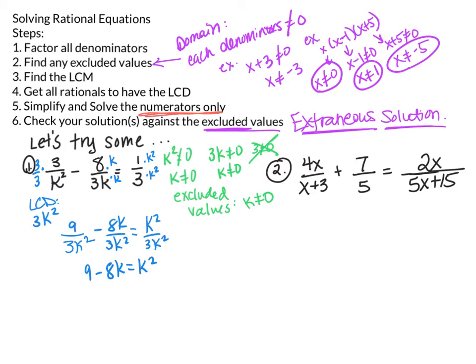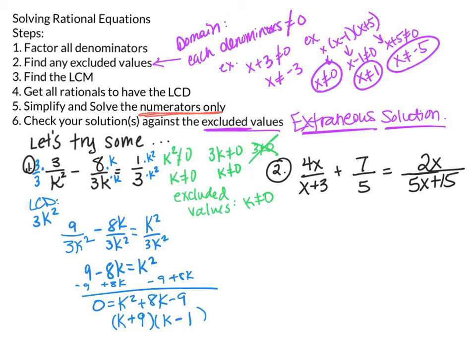Since I have a square, that means I need to set it equal to 0. So I'm going to move this 9 and this 8k to the other side. In doing that, I'm going to have 0 equals k squared plus 8k minus 9. I'm going to go ahead and factor that. So I'm going to have k plus 9, k minus 1. So I'll end up setting each one equal to 0.